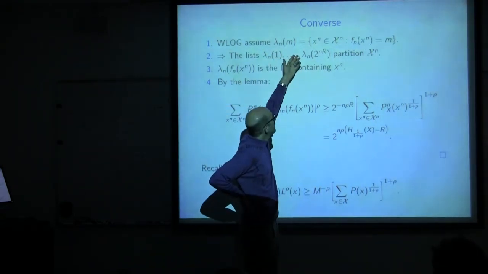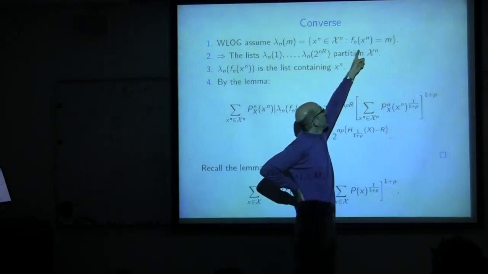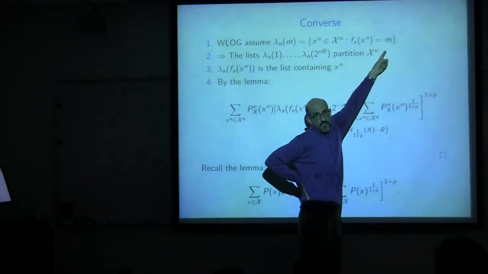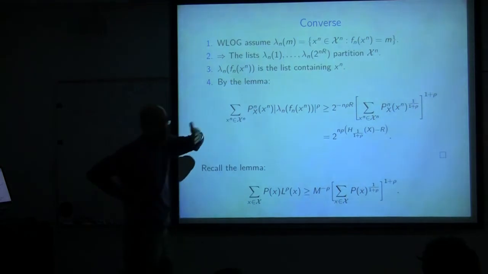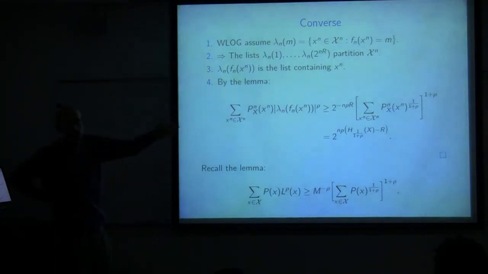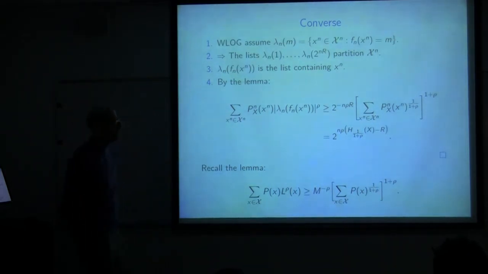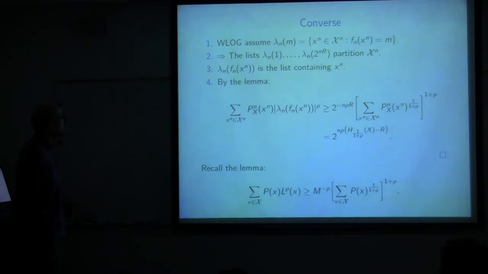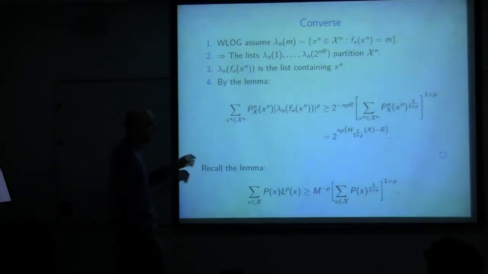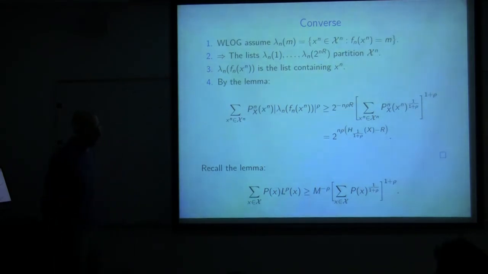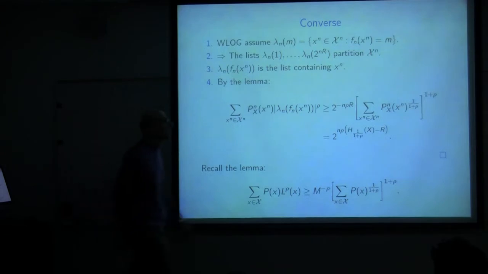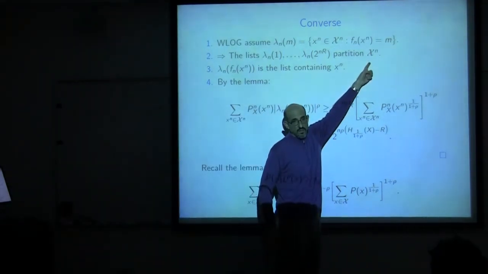I only put in the reconstruction subset those tasks whose description is m. This is pretty obvious. Otherwise, just throw it out, the ones that have this different description. That only reduces the expression of the rho form. This is pretty obvious. But now what happens is that these lists, these subsets corresponding to the different messages, are now a partition of all the possible tasks.